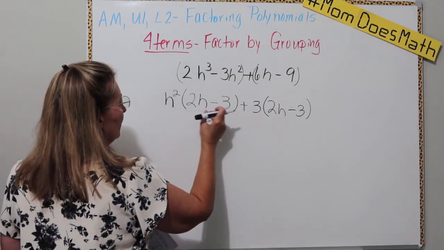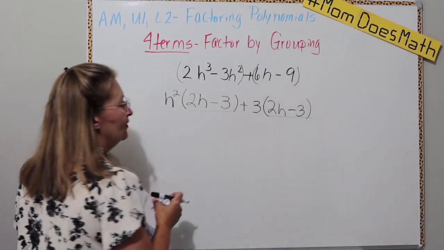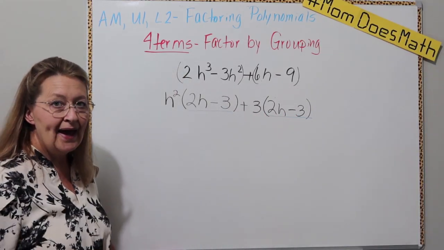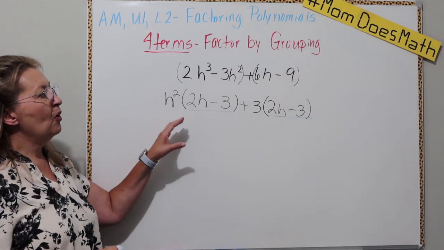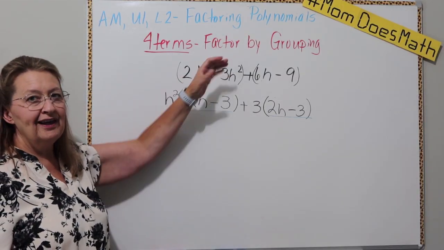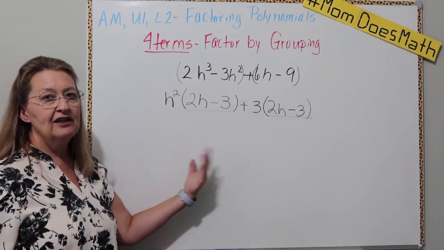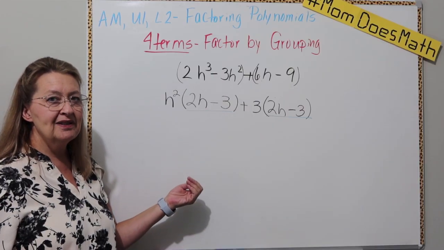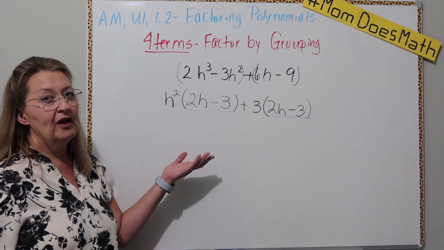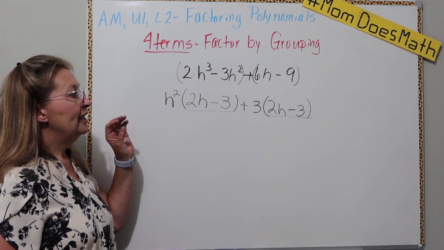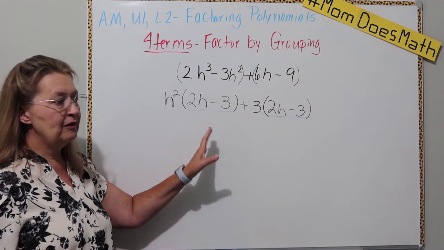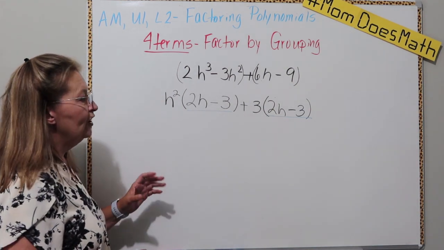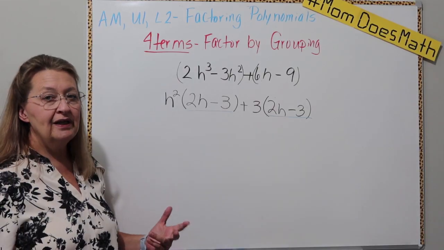Now, if you notice, something very interesting happened here. When I factored out my greatest common factor, the other factors match. Okay? This has to happen at this point when you are factoring by grouping. If it doesn't, you need to go back and check because you probably made a mistake or your polynomial is prime. But in most cases, it's because you made a mistake. So don't just give up. Check it.